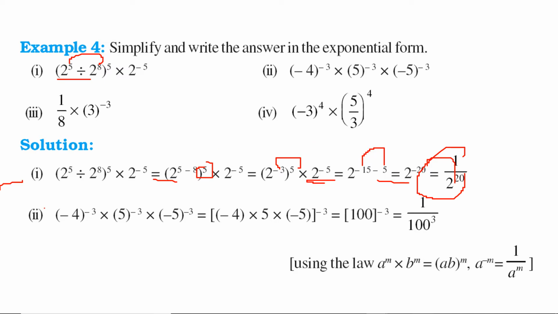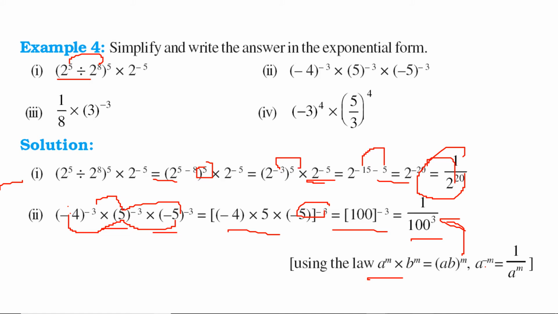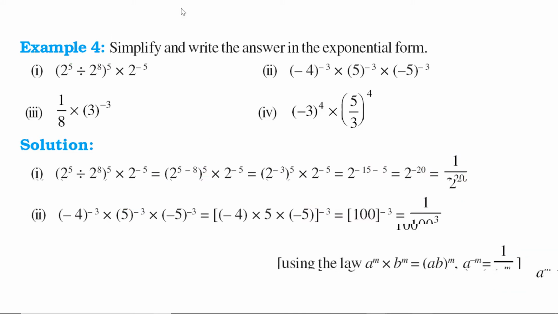So now minus 4 to the power minus 3, 5 to the power minus 3, minus 5 to the power minus 3. This will give you minus 4, because the powers are same, bases are different. So just multiply the bases, minus 4 into 5 into minus 5, to the power minus 3. So this is 100 to the power minus 3, which is 1 by 100 to the power 3. We know a to the power m into b to the power m is equal to ab to the power m, and anything with the power negative can be taken to the denominator with the power as positive.